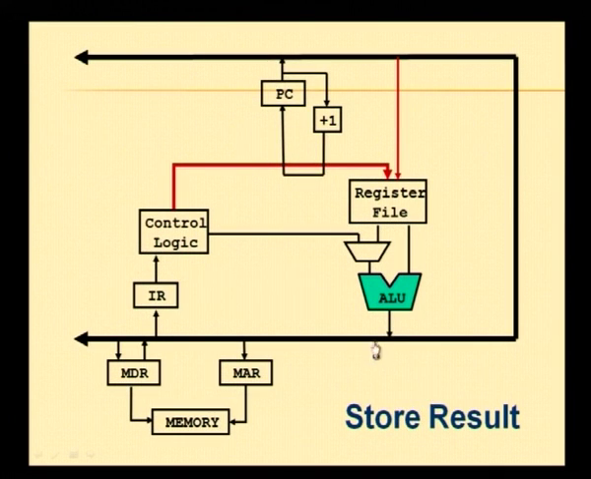The next step will be our store result step. Store result: the output is available at the output of the ALU, and that has to be stored either into a register or into memory. Again, the store result could be of two types.